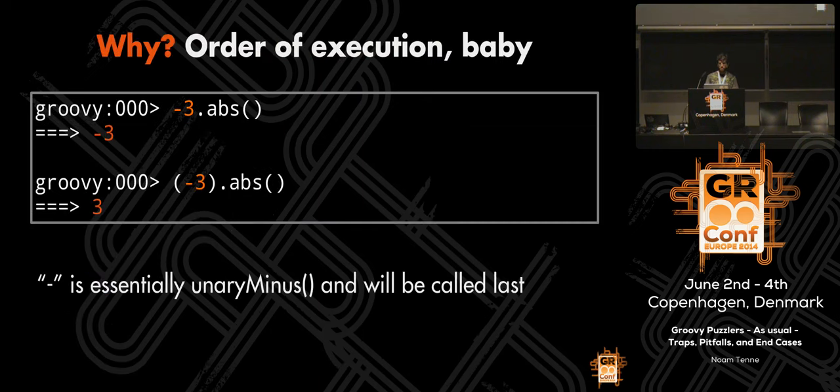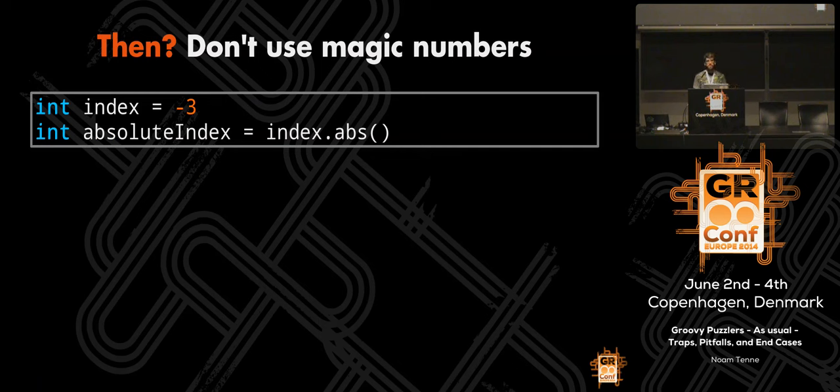Why is that? If you've been to Mr. Hackey's excellent session, you'd know that the minus operator is basically like invoking unary minus, which will be called last. So the execution is actually 3.abs(), then minus, which results in minus three. We could have avoided it if we'd used, actually this is a really good place to plug my dirty clean code opinions, but if we had used variables and no magic numbers, this would have been clear and also solved.